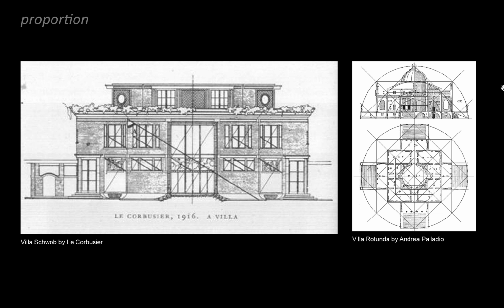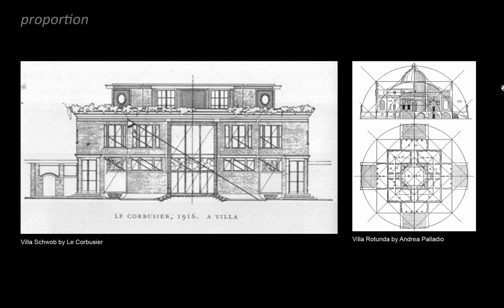Now, one of the first ways that this relates to architecture is through proportion. You can see here, these are 2 projects. On the left, you have a house by Le Corbusier, done in 1916. And then you've got the Villa Rotunda by Andrea Palladio, done in the Renaissance, so during the 1500s.